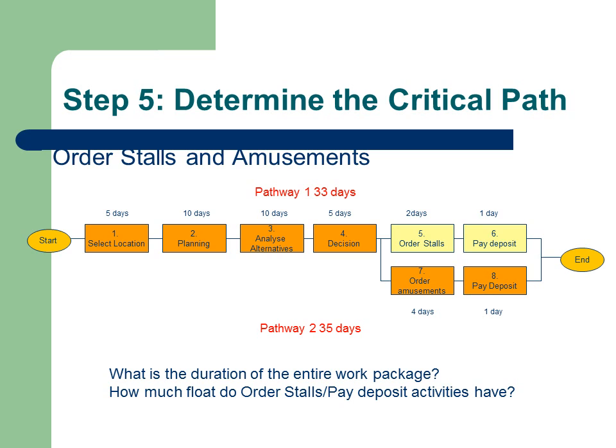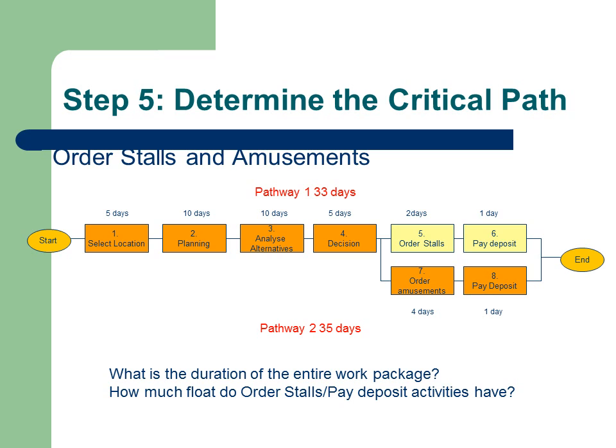Note that there are two pathways through this work package. Pathway 1 consists of activities 1 to 6 along the top. Pathway 2 consists of activities 1 to 4 plus activities 7 and 8 on the bottom. The total duration for pathway 1 is 33 days, whereas the total duration for pathway 2 is 35 days.